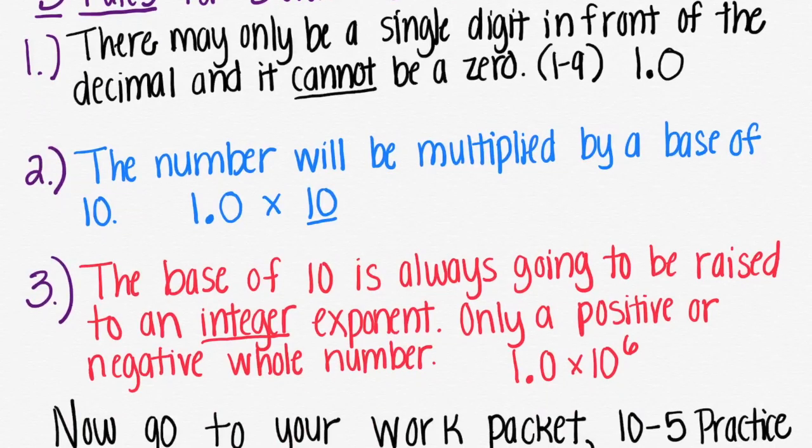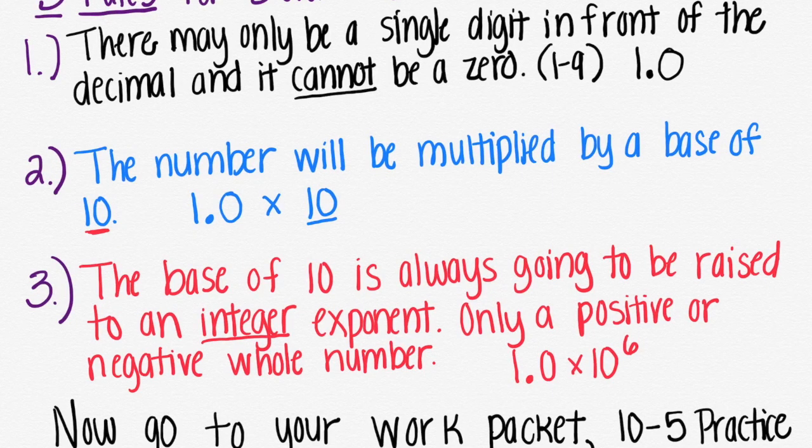The second rule is the number will be multiplied by a base of 10. Now, the base of 10 is a standard. It means that you cannot have a base of 8, you can't have a base of -5, it will always be a base of 10. So we take the decimal that we had just moved, 1.0, and we multiply it times a base of 10. Because what it's going to do is replace all of the zeros that we just got rid of.